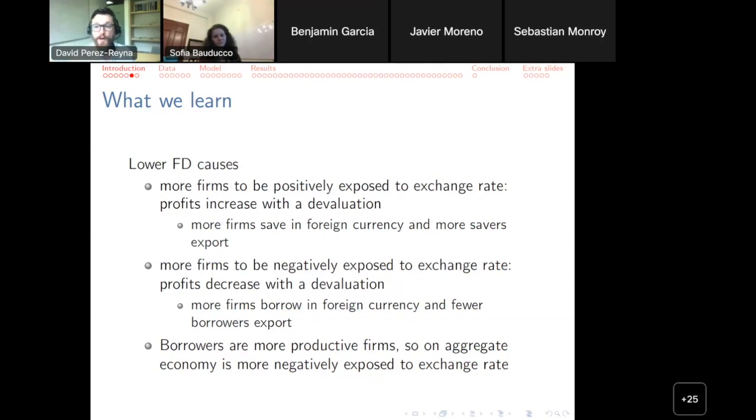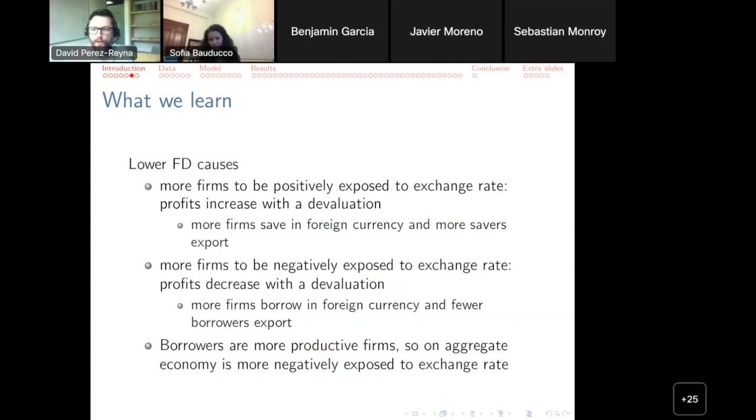But we're also going to see that there are more firms that are negatively exposed to the exchange rate. That means there are more firms whose profits decrease with depreciation. The reason is that there are more firms borrowing in foreign currency. And we're going to find that borrowers are less likely to export. So these are firms that have a higher cost because their loan is in foreign currency, and they also have less income in foreign currency.